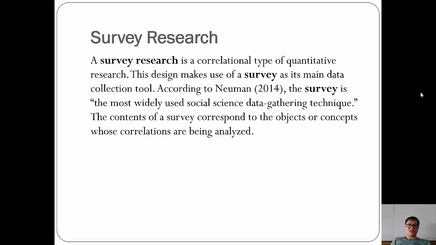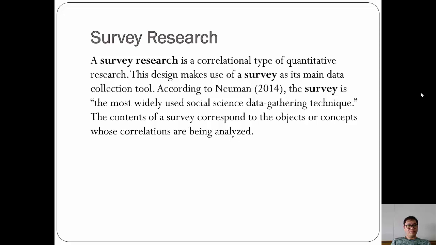Okay, let's go to the survey research. A survey research is a correlational type of quantitative research. This design makes use of a survey as its main data collection tool. According to Newman in 2014, the survey is the most widely used social science data gathering technique. The content of a survey corresponds to the objects or concepts whose correlations are being analyzed.